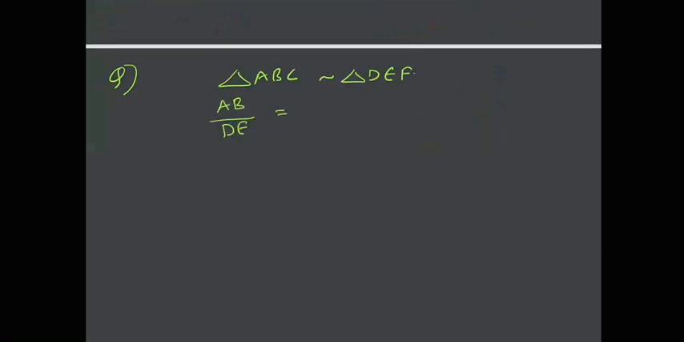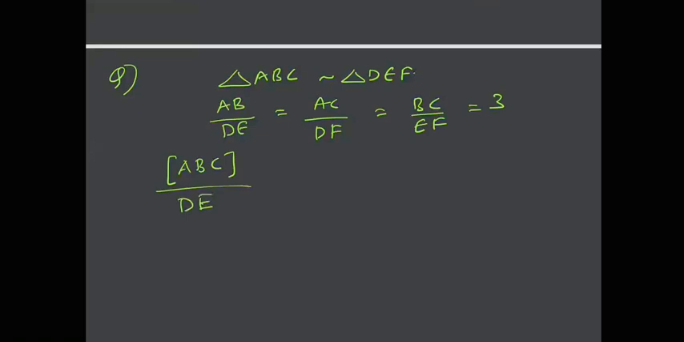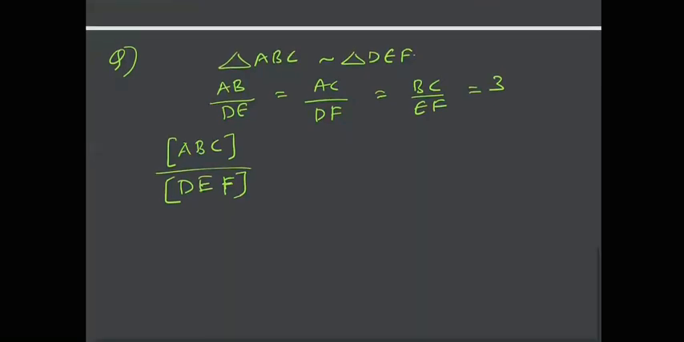Okay, so let me give you a small question. Say that triangle ABC is similar to triangle DEF, and AB over DE is equal to AC over DF is equal to BC over EF is equal to, say, 3 units. So now you need to find the ratio of the area of triangle ABC to the area of triangle DEF. Okay, so just try this question for some minutes, then we'll discuss.